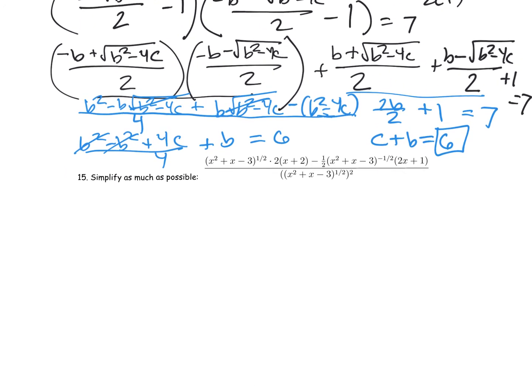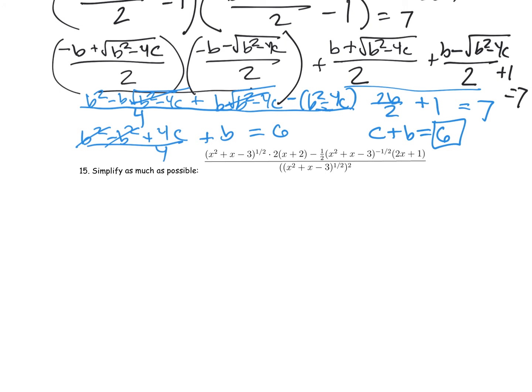All right, now 15. So 15, simplifying. Okay, so the first thing I look at in the top, which looks like a mess, is there any common term or GCF I can factor out? And I do notice that they've got this x squared plus x minus 3 in both situations. One's to the 1/2 and the other's to the negative 1/2. So I'm going to factor out, you always factor out the variable component of the smallest degree. So I'm going to factor out the x squared plus x minus 3.